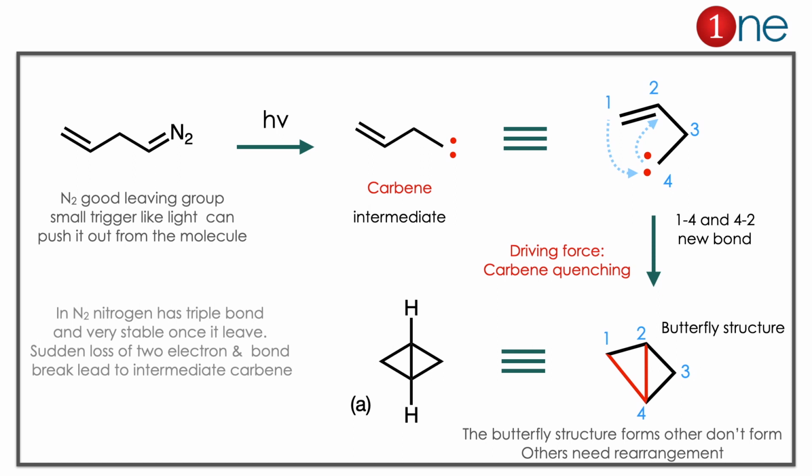Why is nitrogen a good leaving group? Because nitrogen forms a triple bond. A triple bond is very stable, so it leaves and forms the carbene there. Because sudden loss of 2 electrons leads to the intermediate carbene.